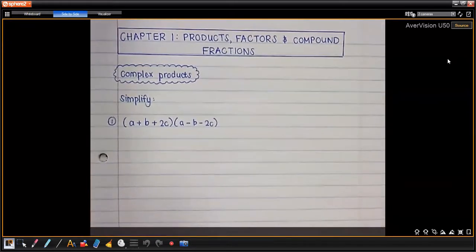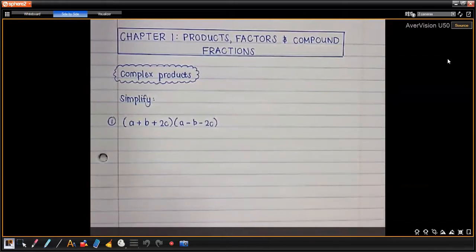So that's something you haven't seen before, right? It's not very different from what you've seen before, but you've never actually done a trinomial multiplied by another trinomial. You've done binomial and trinomial, but not trinomial and trinomial. Now there are two ways in which you could approach this.